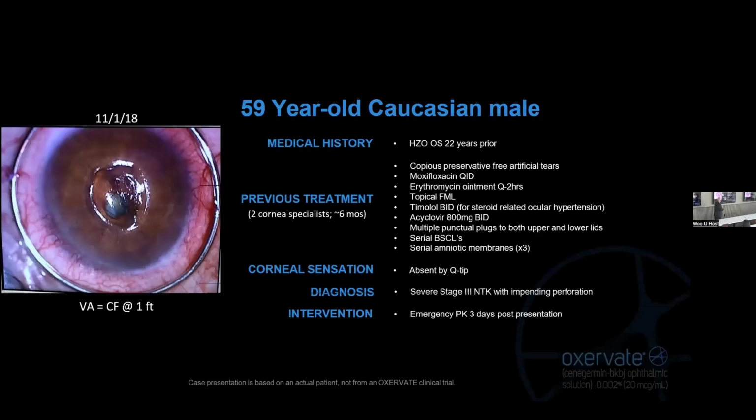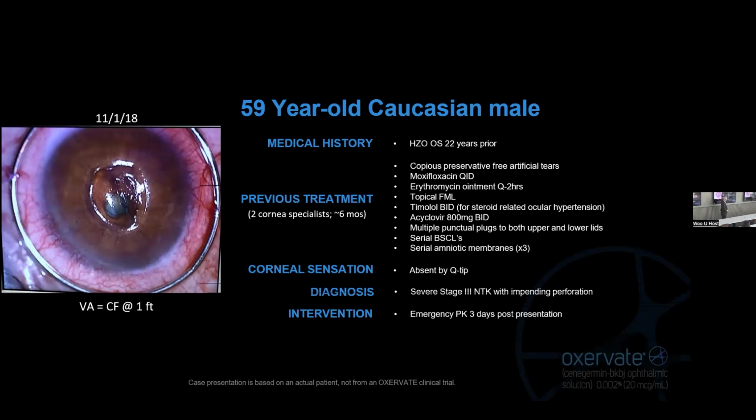This is a 59-year-old Caucasian male practicing dentist. Okay. And this is a great example of some of the futility in some of these treatment procedures that I have already talked about and why I don't like them. He had shingles 22 years prior, comes in with this neurotrophic ulcer, and he has been treated by not 1, but 2 well-trained cornea fellowship-trained specialists. And look at all they've thrown at him.